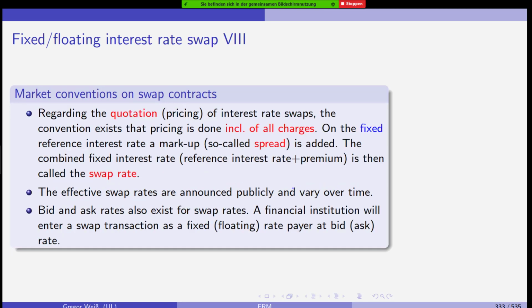Some other market conventions on swap contracts. Now regarding the quotation or the pricing of an interest rate swap, we usually have the convention that pricing is done inclusive and including all charges.